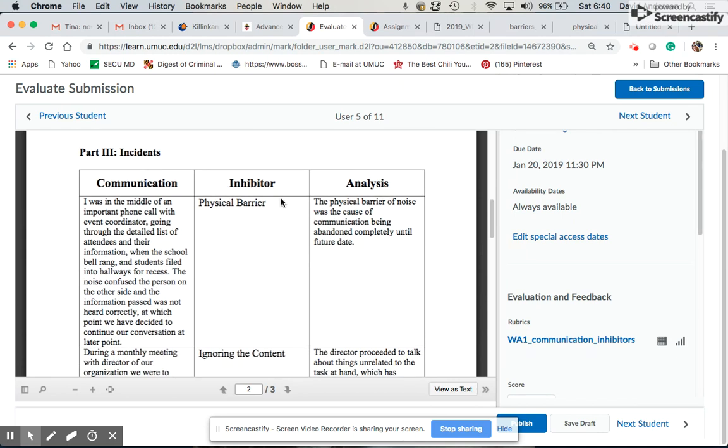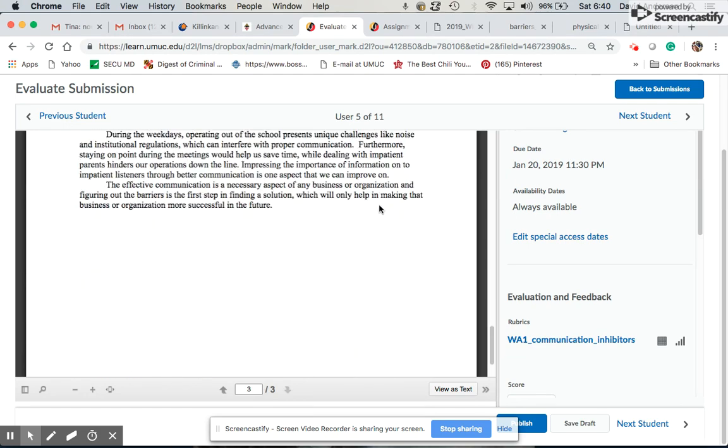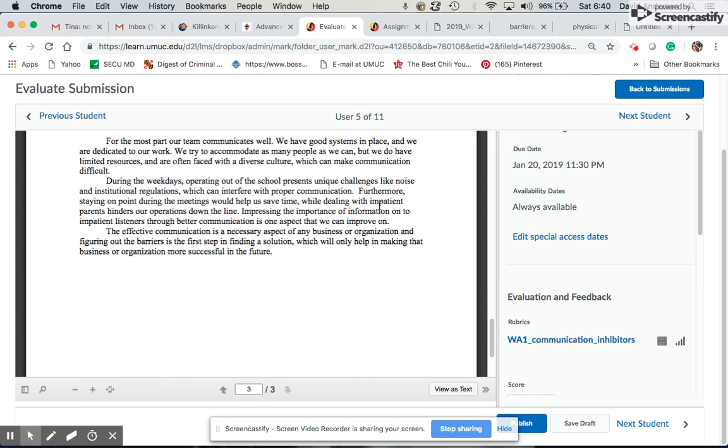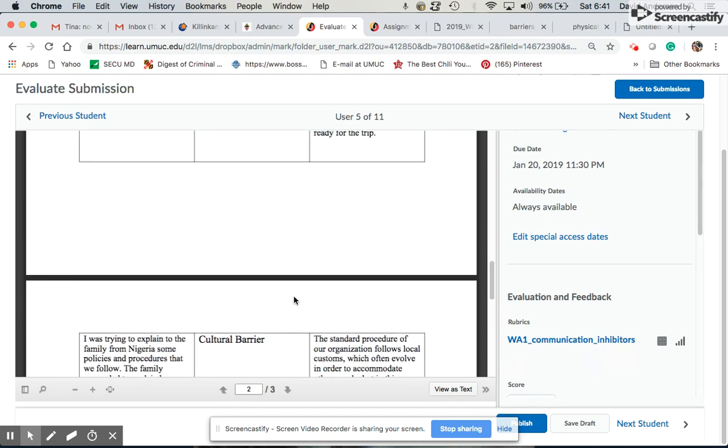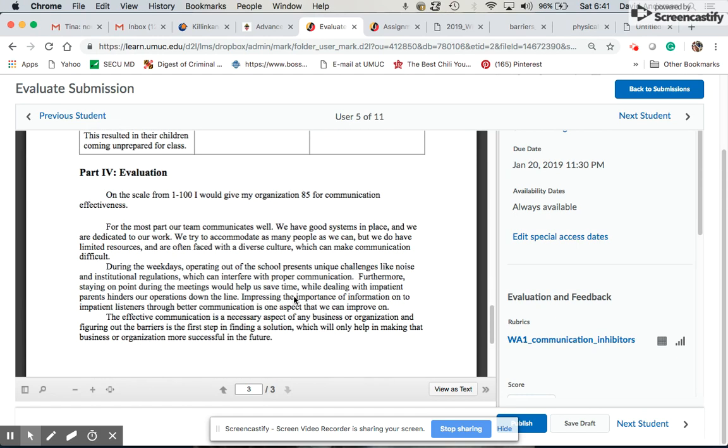Your communications or your incidents report or your table of barriers, in the communication portion of it where you're describing the situation, you give me a very detailed, specific situation and then label the inhibitor and analyze why that was in place. And then finally, your analysis of your workplace is very direct and concrete, and you use those inhibitors in your definition. This is awesome.